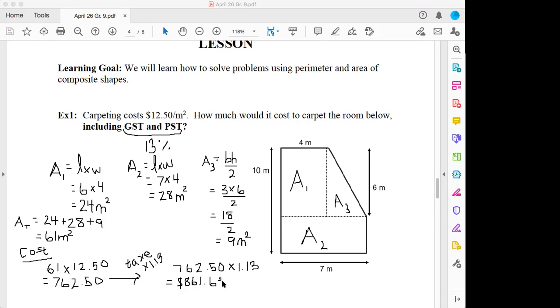Okay. And then you're going to want to add in your therefore statement because it is a word problem. So therefore it would cost $861.63. Okay. So I'm going to erase this. We'll go on to example number 2.